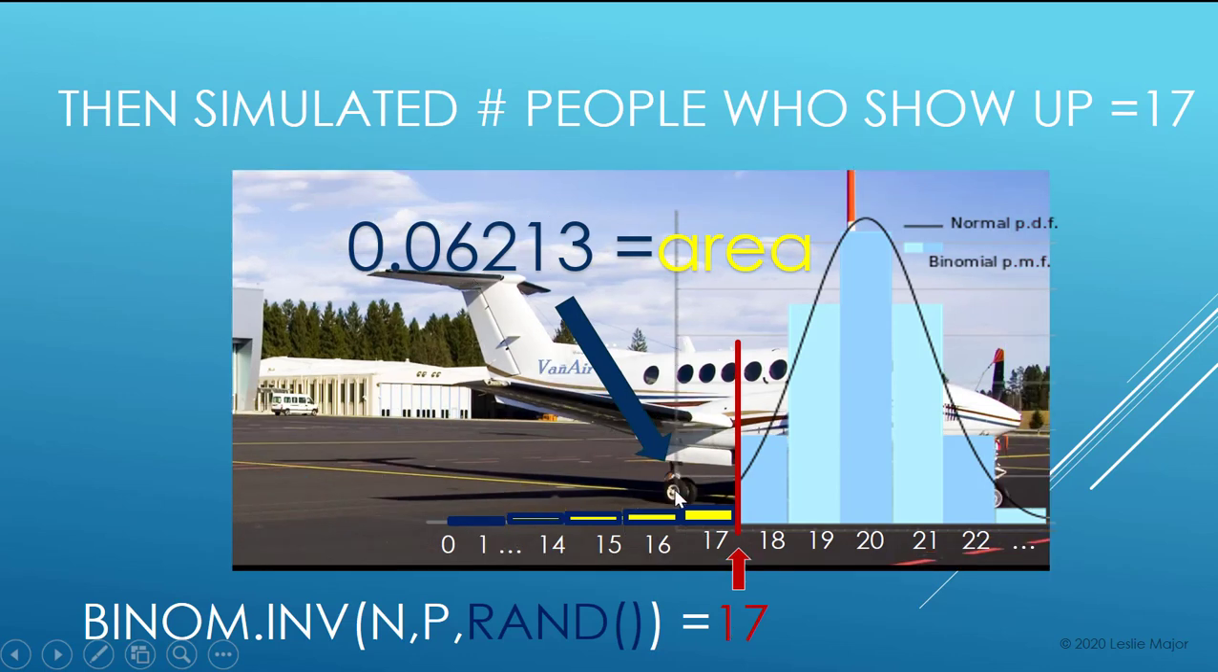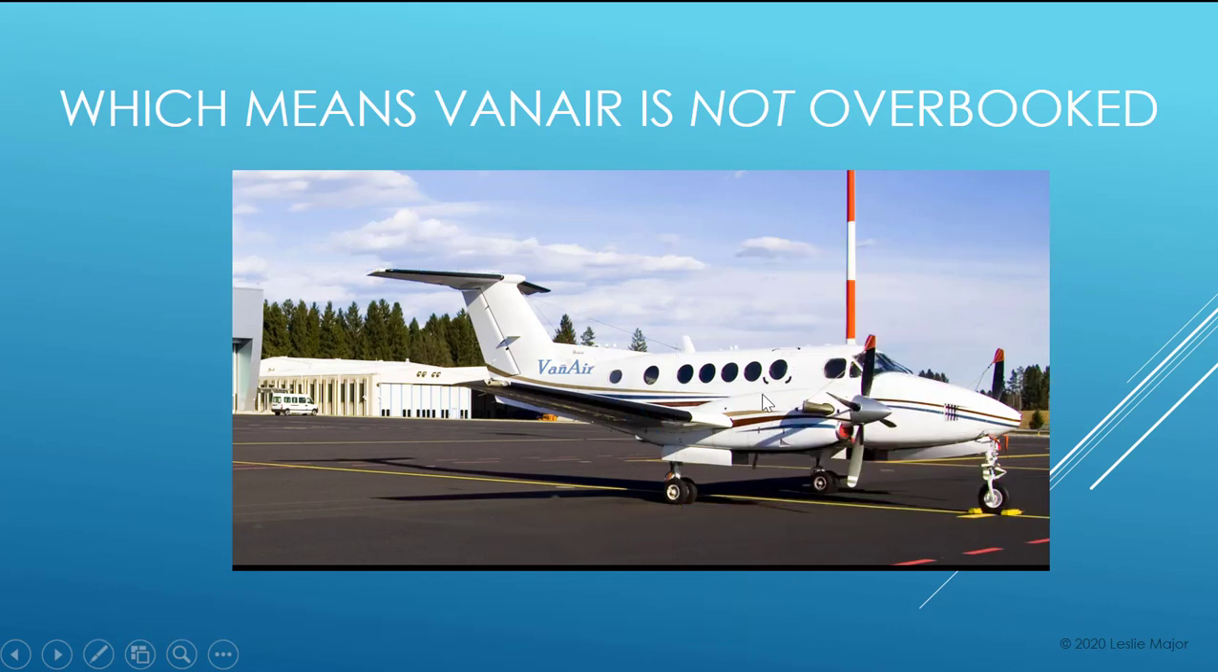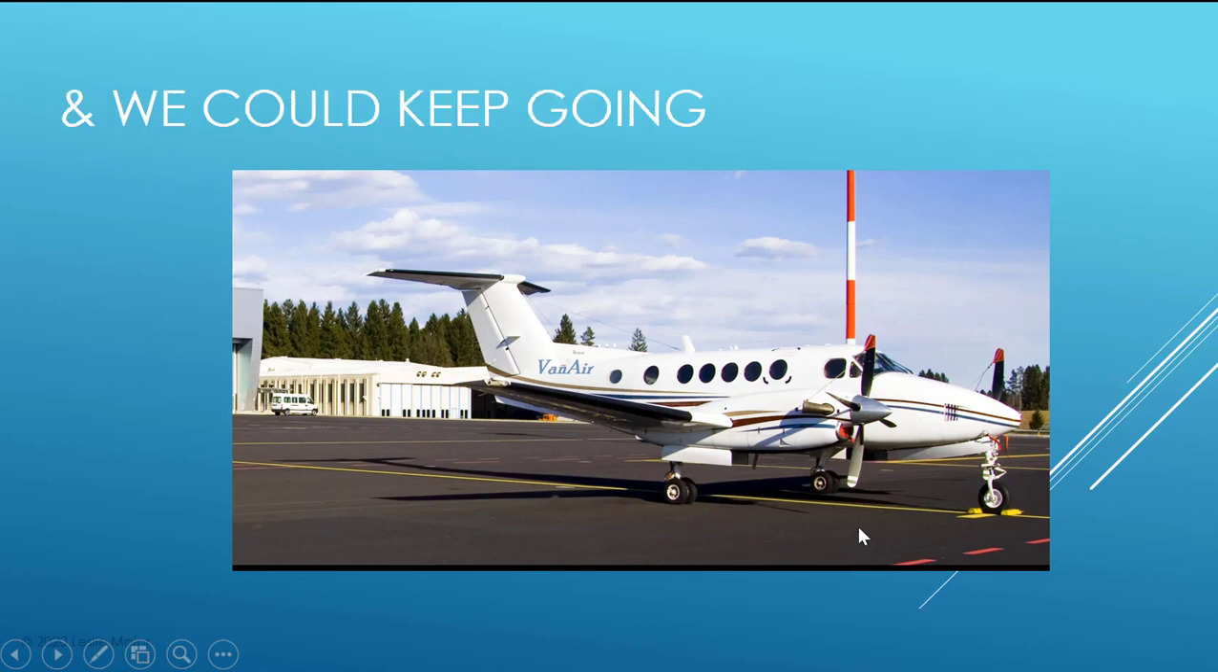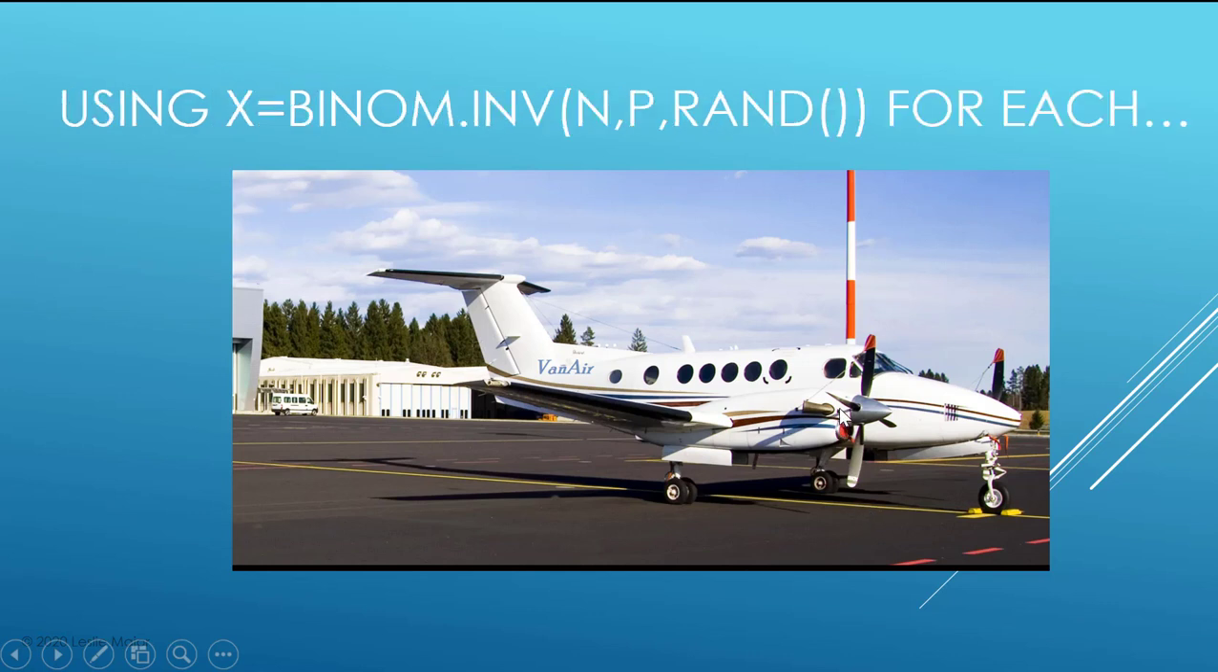Okay, a little bit less likely to happen though. In that case, it means VANAIR is not overbooked if we get x at 17. We have more room, everybody fits in the plane, there's nobody left over, and they're not overbooked this time for this scenario. We could keep going, generating new x values. So we can do this a whole bunch of times. This is the whole backbone of Monte Carlo simulation.